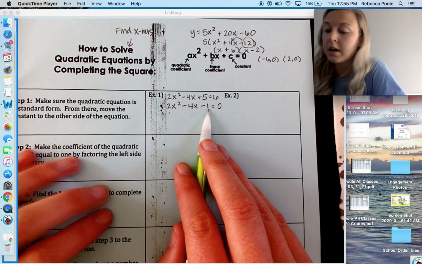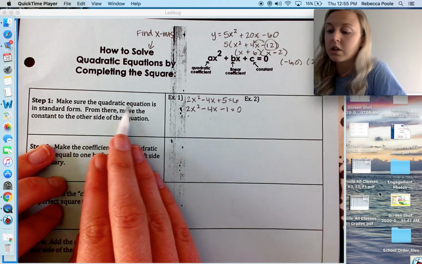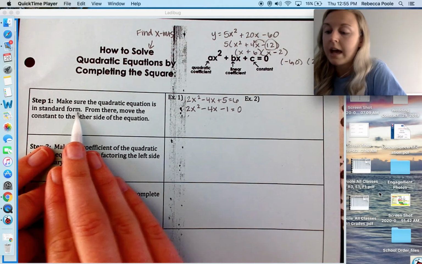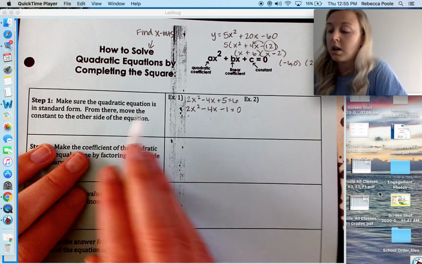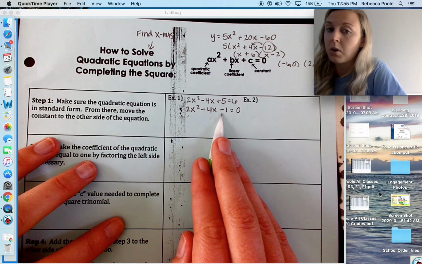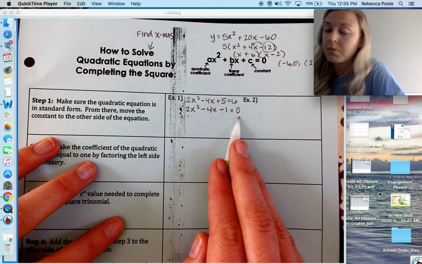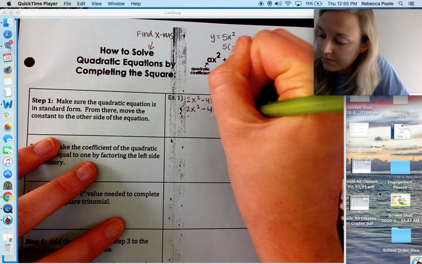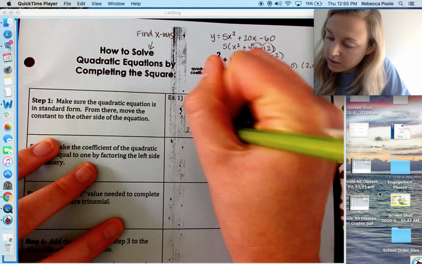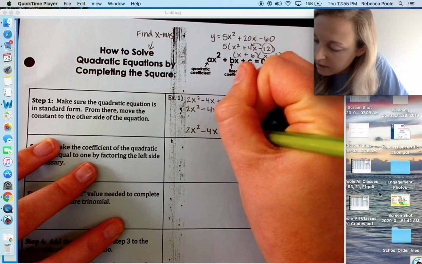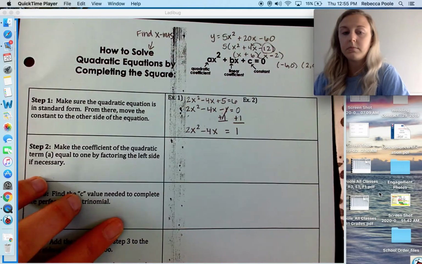So from here, your first step is to make sure it's in standard form, which it is, and then it says from there, move the constant to the other side. So the constant is my minus 1. I'm going to add it to move it to the other side. So now I'm left with 2x squared minus 4x equals 1.